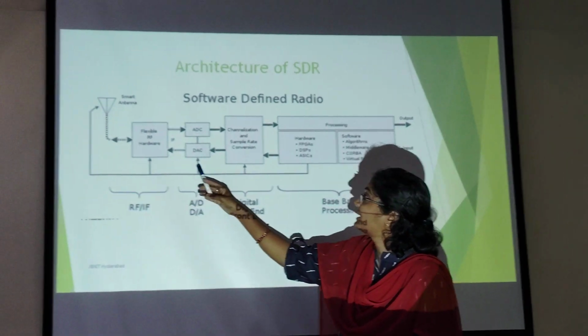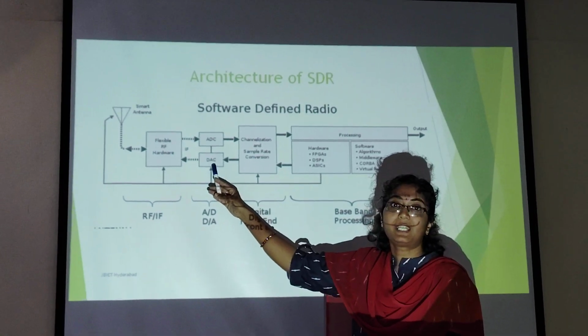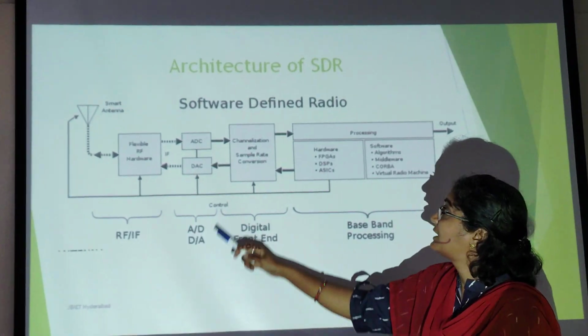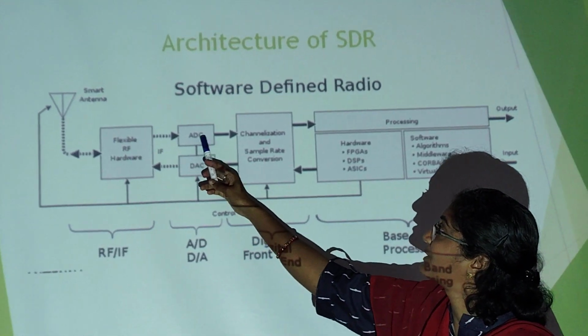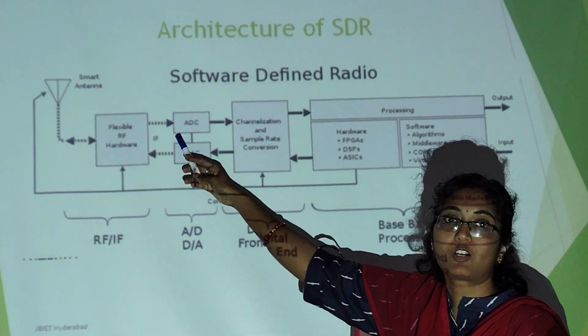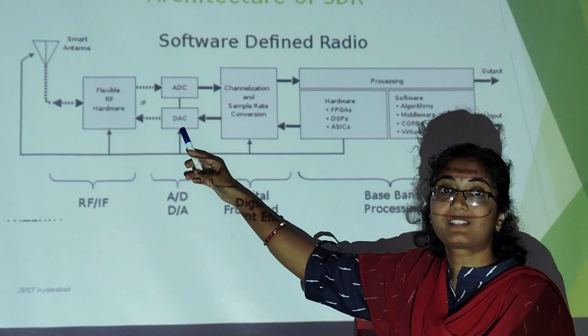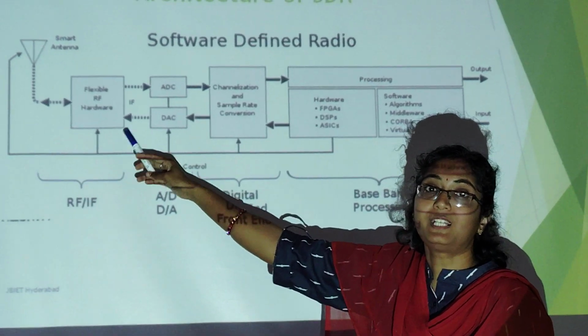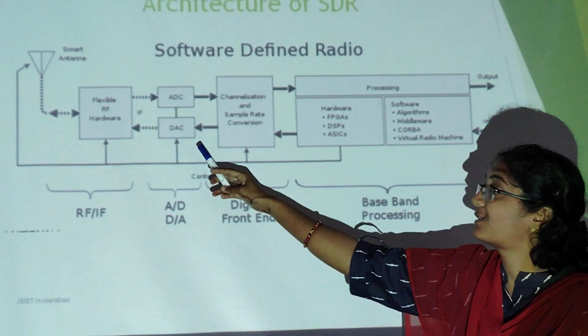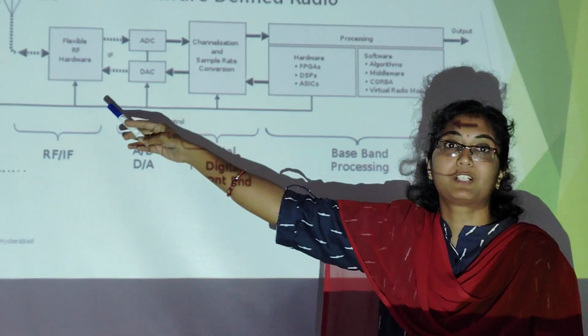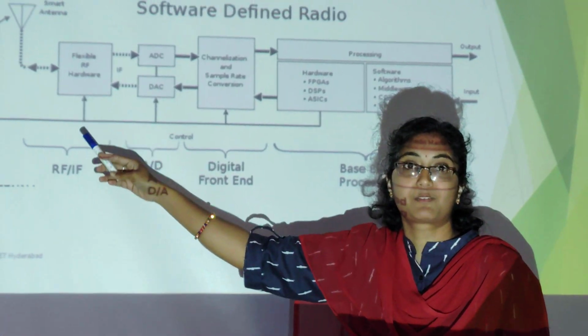After the RF front end, we have an analog to digital converter and a digital to analog converter. On the receiver side, as the received signal is an analog signal, it will be converted into a digital one. And at the transmitter side, before giving it to the RF front end, the signal will first be converted from digital to analog and then given to the RF front end.